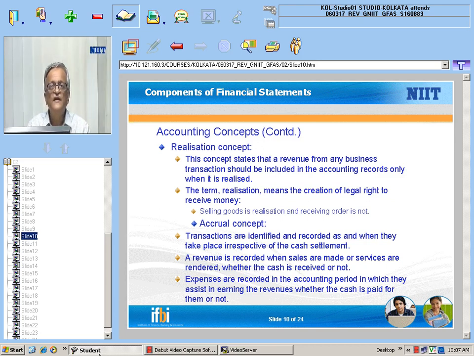See the example. Selling goods is realization. Receiving an order is not. If I have received the order, it is not considered realization. But if the goods are sold, that means it is realization. So if the goods are sold, you can account for the revenue. You can recognize the revenue in the books. So this is what we call the realization concept. Revenue can be recognized in the books provided the goods are sold. The revenue is realized.